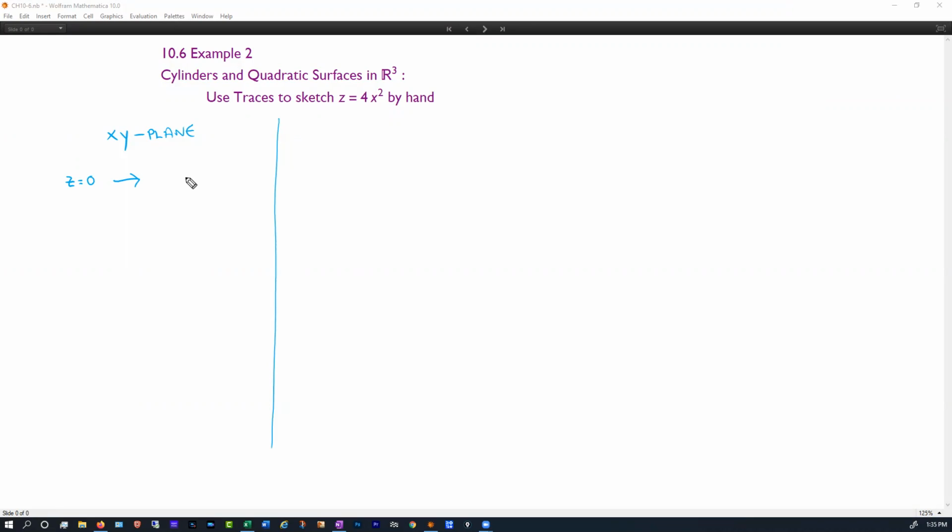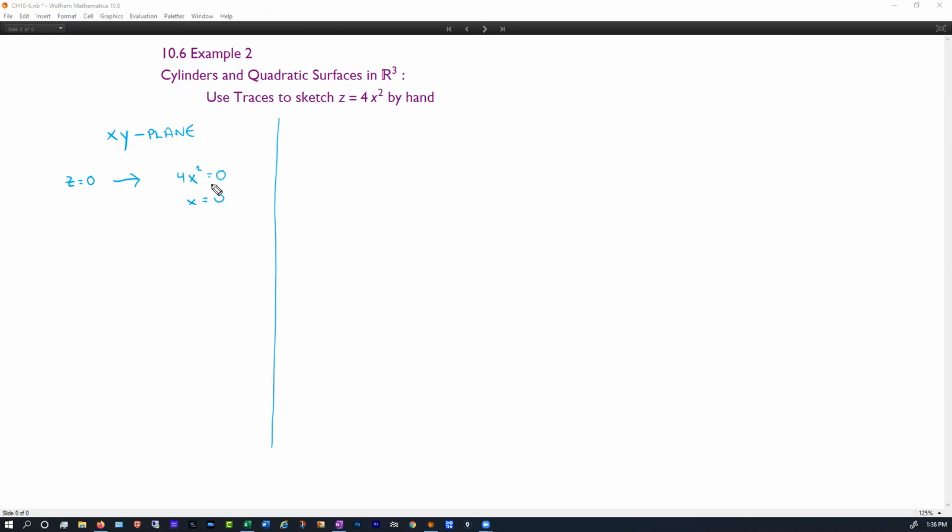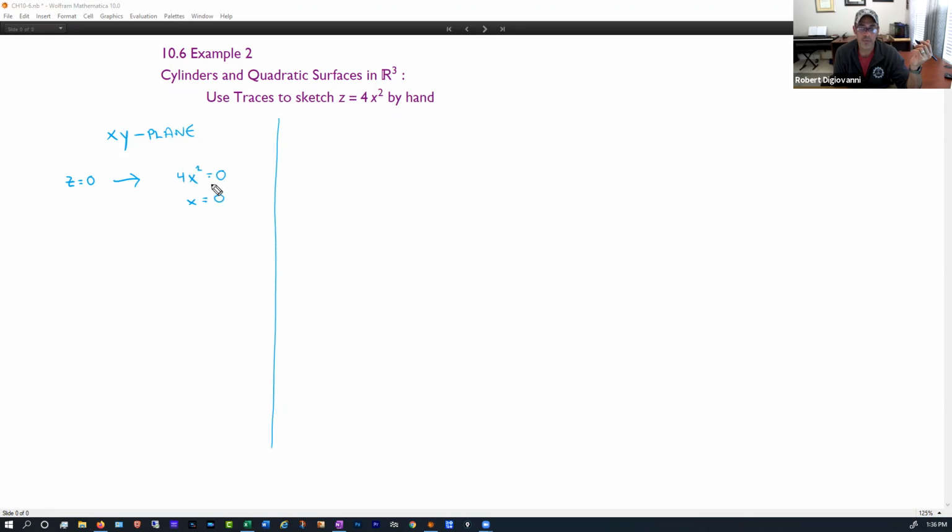Four X squared equals zero, which means that X has to be what? Zero, yeah. Now, what about Y? Y is not in there, right? So Y is free. So basically, here's what I have. I have ordered pairs that look like this. Z is zero because that's what I said, right? That forces X to be zero. And then here I'm just going to put Y because it's free.